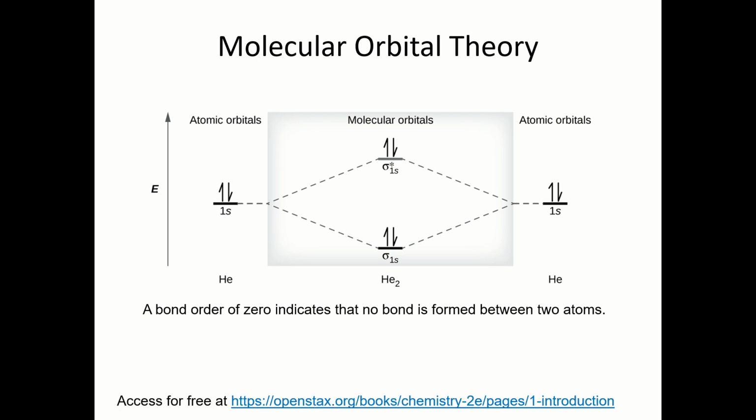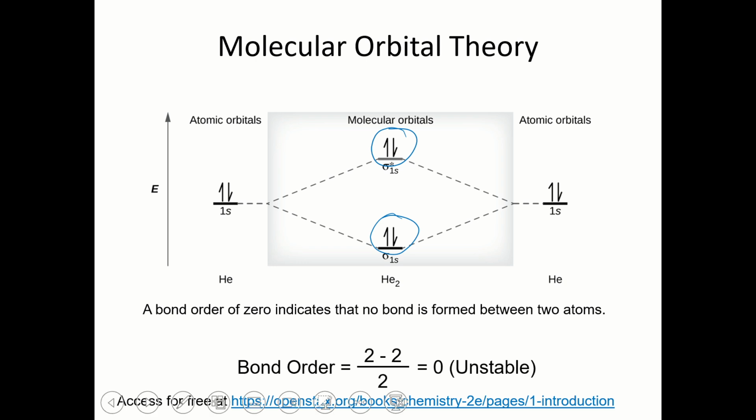Now, this is an example of if we had 2 helium atoms. Remember, helium atoms each contain 2 electrons, and so we would have a total of 4 electrons in the system. We would have 2 electrons in the bonding orbital and 2 electrons in the anti-bonding orbital. And so if we were to calculate the bond order here, we would have 2 bonding electrons and 2 anti-bonding electrons, and that would give us a bond order of 0, and that's what we would expect.